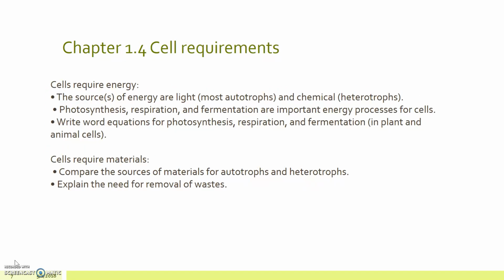1.4, cell requirements. That's where we started looking at how cells actually got their energy. You may remember that some organisms can make their own food. Some of them need a combination, and some of them actually have to get them from another source. We also looked at photosynthesis, and there was a word equation. So carbon dioxide plus water will give you glucose and oxygen. You need to know that.